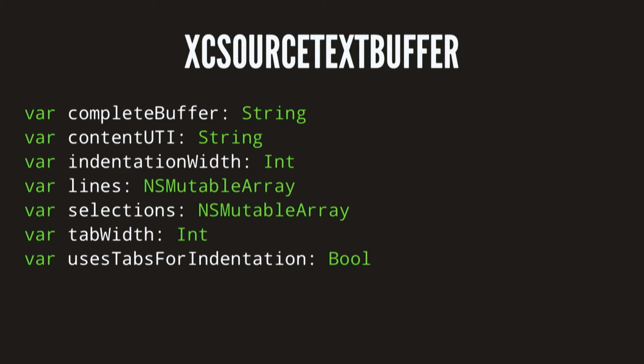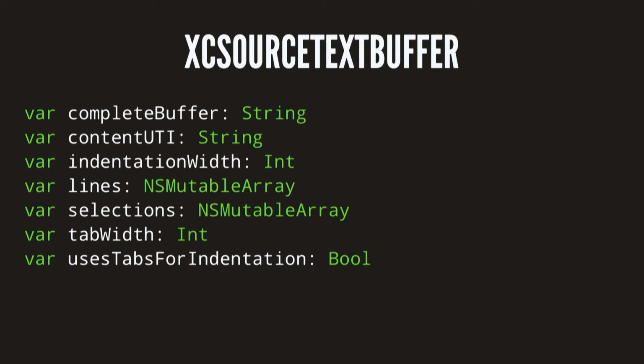Okay, this is what the XCSourceTextBuffer actually has in terms of properties. We have the complete buffer, which is the full contents of the current file. We have the content UTI, which you can use to identify if it's Objective-C, Swift, C.